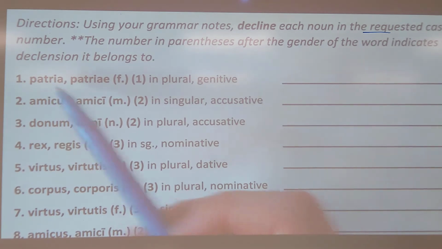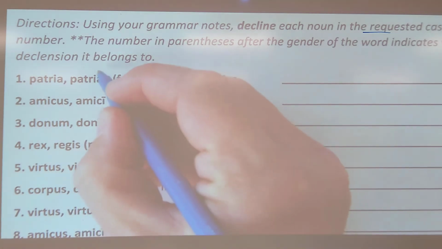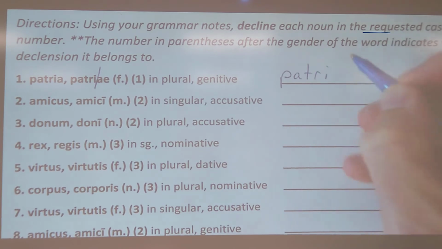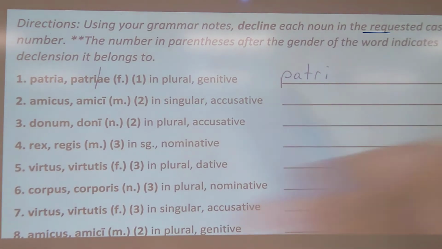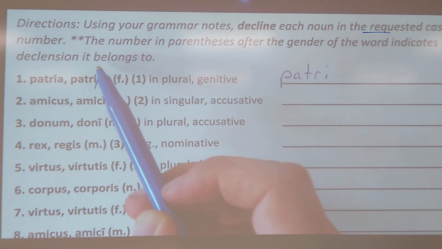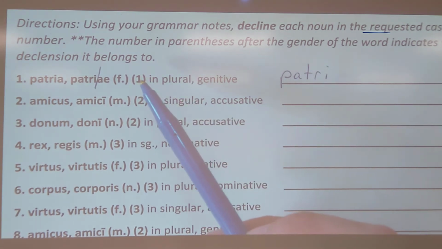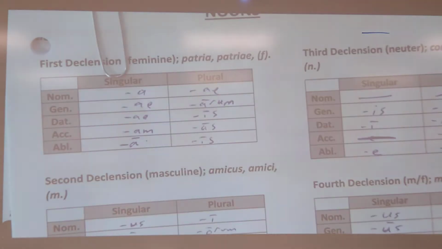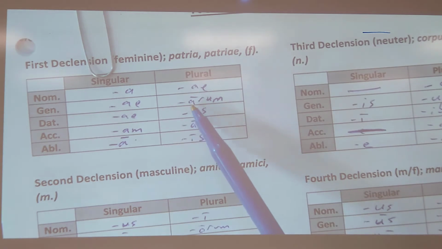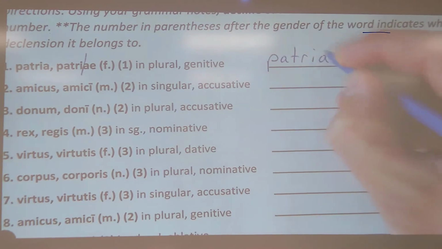So, going through number one, we want the genitive plural, so we go to our genitive singular, we chop off that ending, and then we write out our base, or our stem, which is patri. The base or the stem is just the chunk without the ending on it. And then we're going to add our genitive plural ending for the first declension. If you look at your chart, the genitive plural ending for the first declension is arum. So our answer is patriarum.